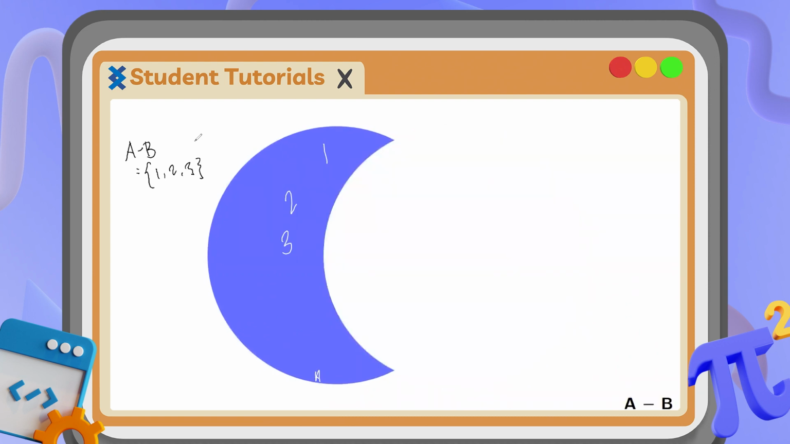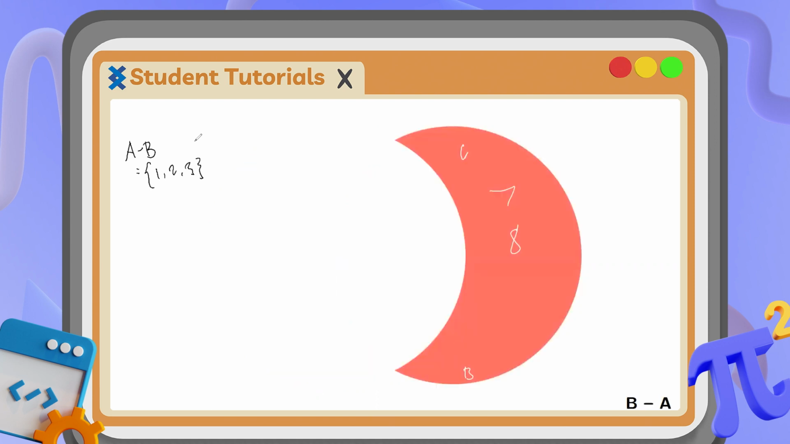You're sort of cutting out the set B based on the given sets. If you want to look for the other way around, you're cutting away the set A from set B. So that would result to 6, 7, 8 if you are looking for the other difference, which is B minus A.